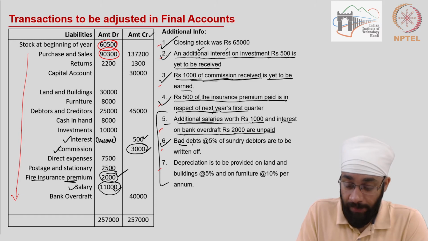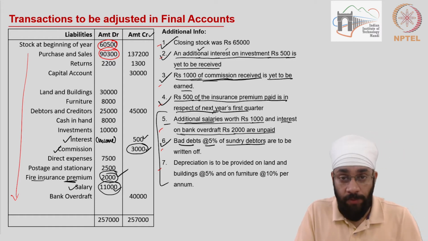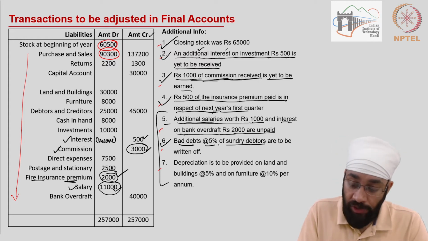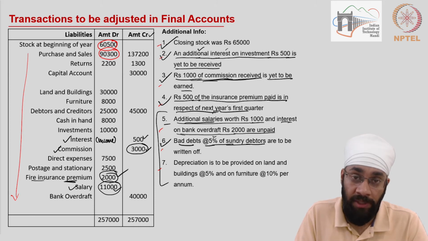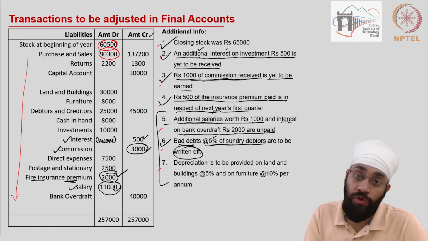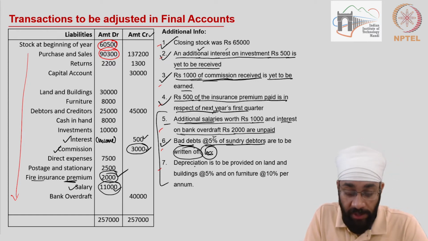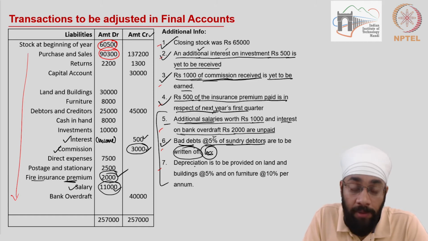All right, let's go to another transaction, transaction 6, which has not been accounted for in the books. It says bad debts 5% on sundry debtors are to be written off. Sundry means various. You club small debtors' amounts to be recovered. So you have information that 5% of this amount will not be recovered. It's a bad debt. So we need to write off this bad debt. The words write off essentially mean that you have to show them as a loss.